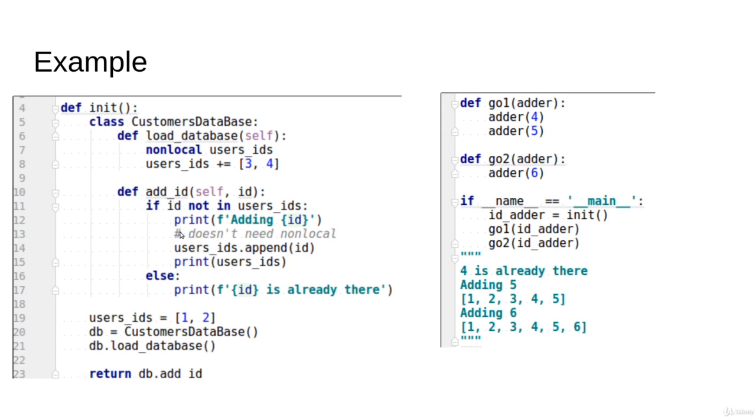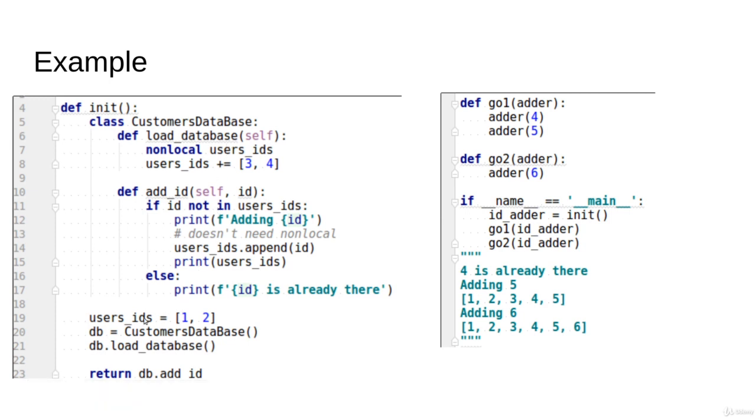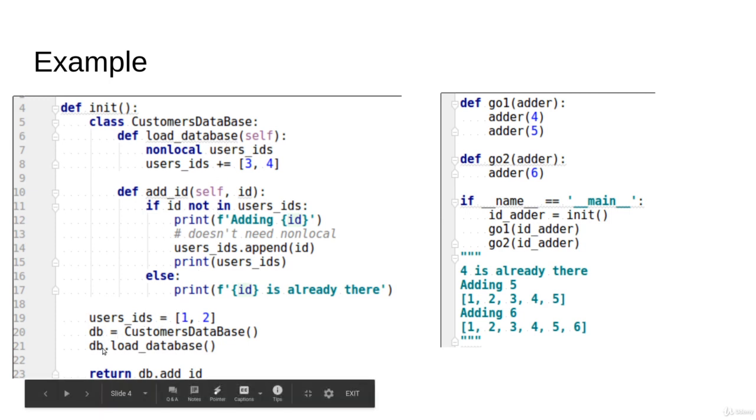Now, the class is used here to create a database, and then we loaded the database. Observe, if you put line 19 after them, there will be a problem, because the load database will try to get the user IDs which isn't bound at the moment. Okay, it will give you the unbound error.